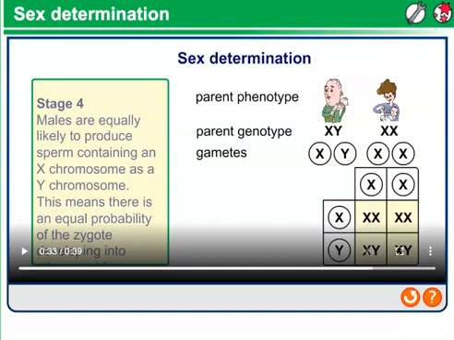In stage 4, males are equally likely to produce sperm containing an X chromosome as a Y chromosome. This means there is an equal probability of the zygote being male or female.